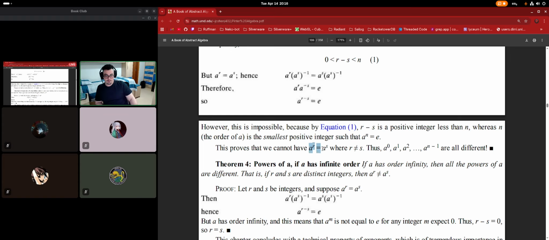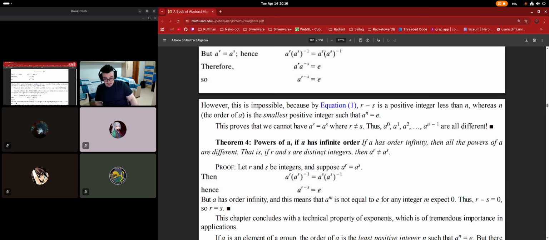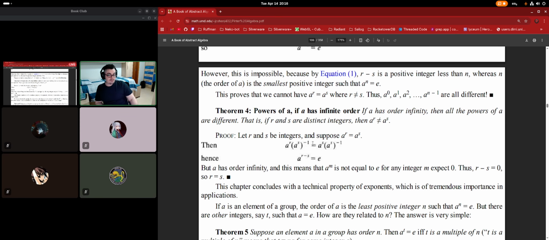Because we can have those, but if those are the same, right? But that's kind of like, which means that these must all be different. Okay, so theorem 4, powers of A. If A has infinite order, then all the powers of A are different. That is, if r and s are distinct integers, then a^r and a^s will never be equal, right?